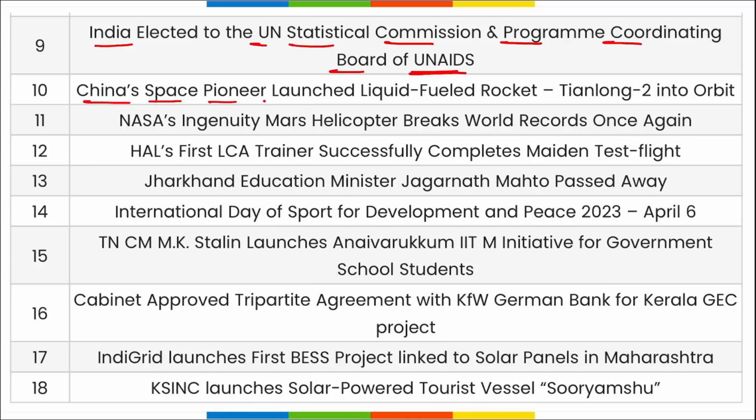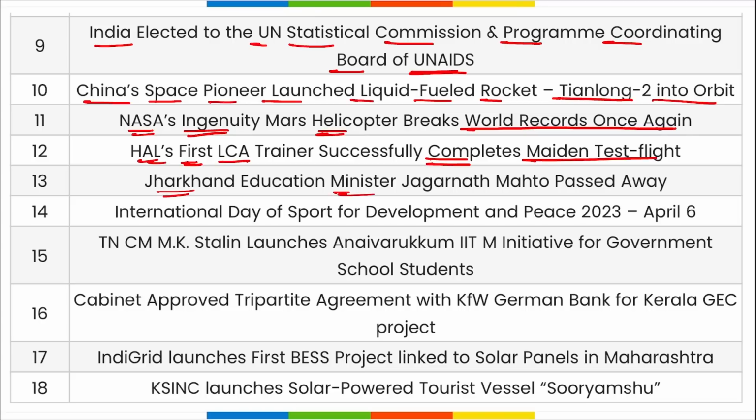China's space pioneer launched liquid fuel rocket Tiangong 2 into orbit. NASA's Ingenuity Mars helicopter breaks world record once again. HAL's first LCA Tejas trainer successfully completed the maiden flight test. Jharkhand Education Minister Jagannath Mahato has passed away. International Day of Sports for Development and Peace 2023 is observed on 6th of April.